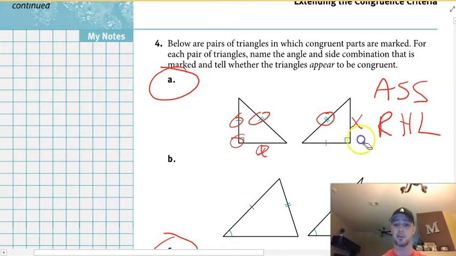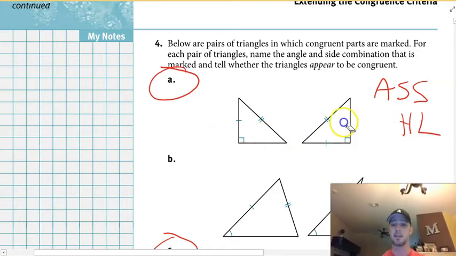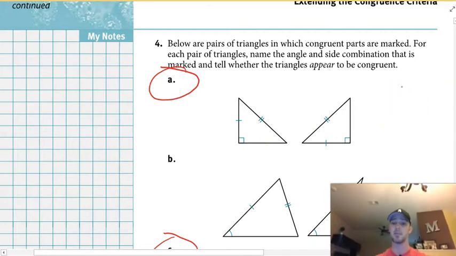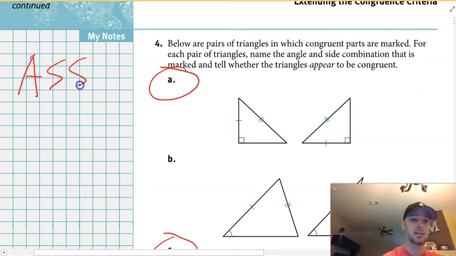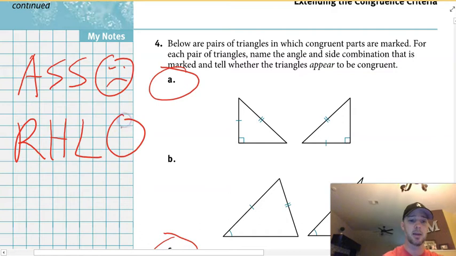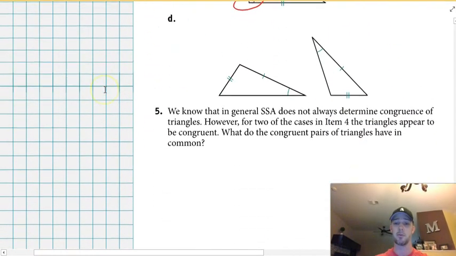It looks like I just made a bunch of circles on there. But basically, if you have angle, side, side, but the angle is a right angle, RHL does work for proving congruency. So angle, side, side does not work. But RHL, right hypotenuse leg, sometimes referred to as just hypotenuse leg, does work for proving congruency. I like to use RHL just because it's the three pieces that we're looking for.